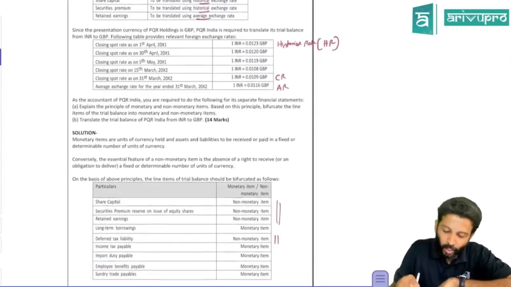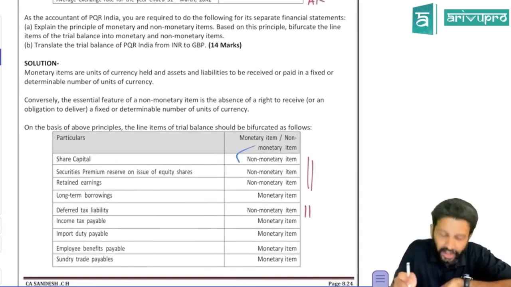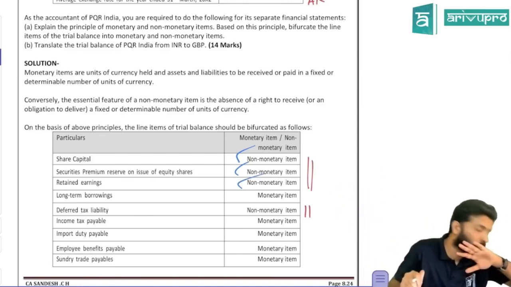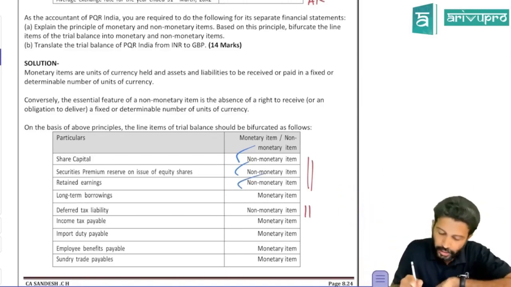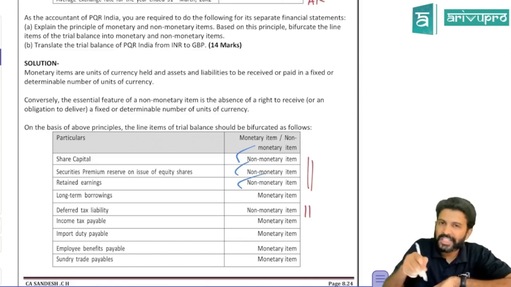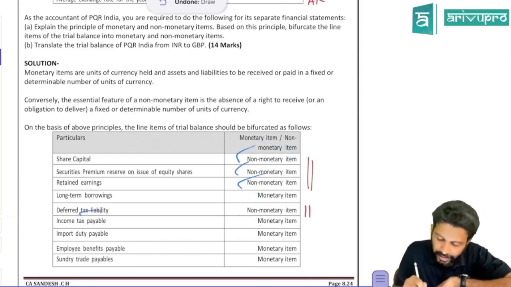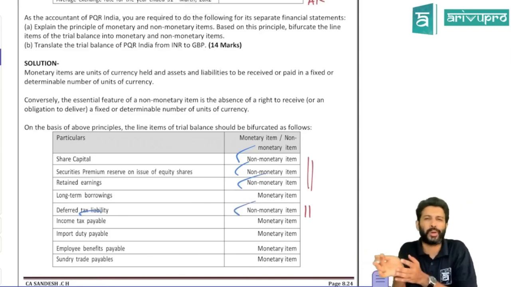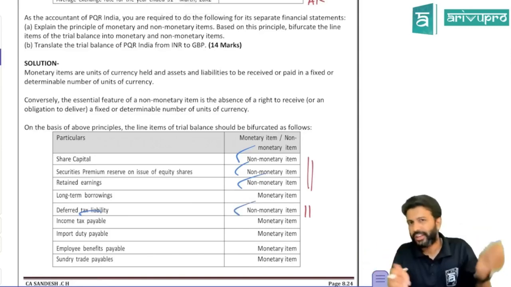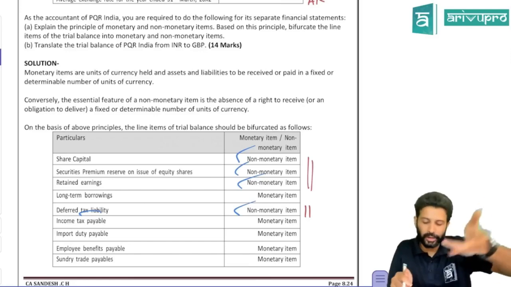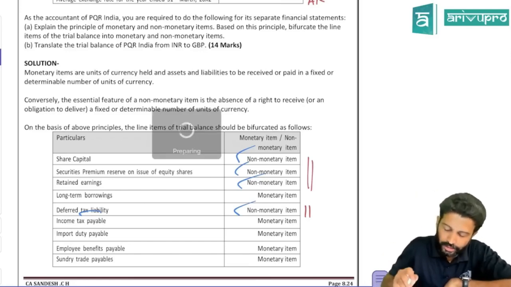And you also need to tell what components are these. Share capital is a non-monetary item. All reserves and surplus are non-monetary items, including retained earnings. For current year profit, you use the average rate. Deferred tax liability is also a non-monetary item because it is a bookish one. It's not really an asset or liability, it's just a timing asset and liability. So they've asked you to classify each component as monetary or non-monetary. For that, you can quickly run through this.